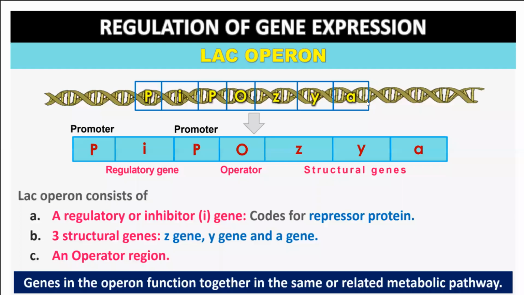So what is an operon? What you can see here is that there should be one promoter and many structural genes. When many genes are controlled by one promoter, it is called an operon.